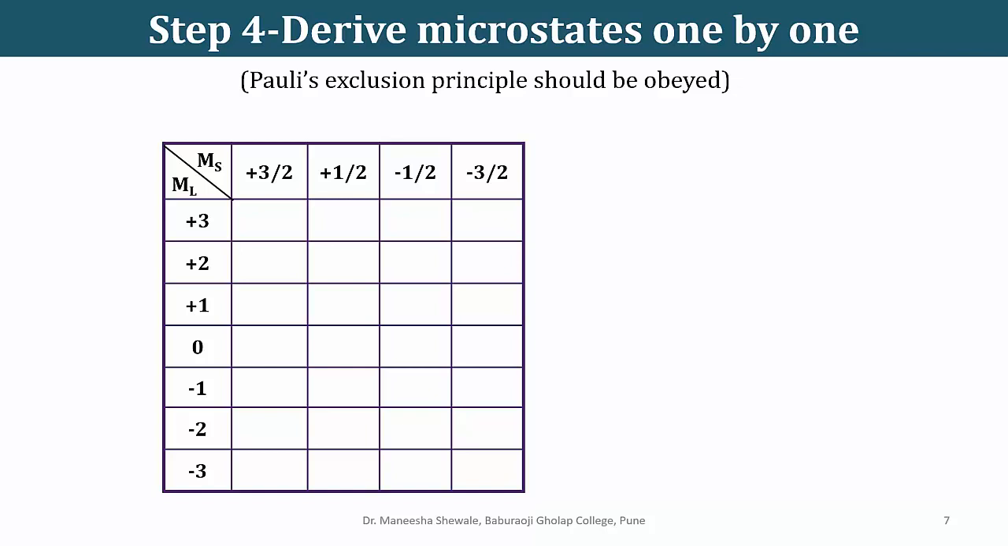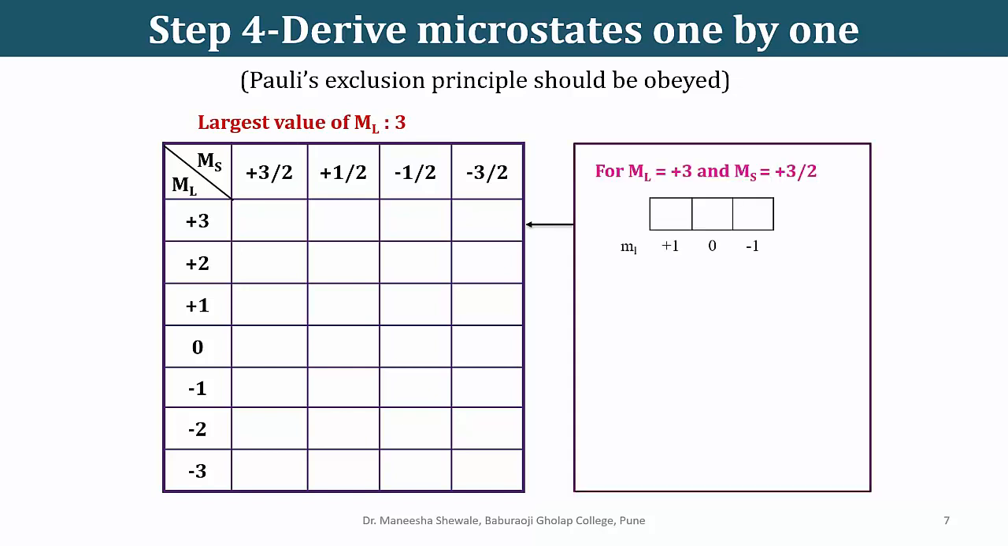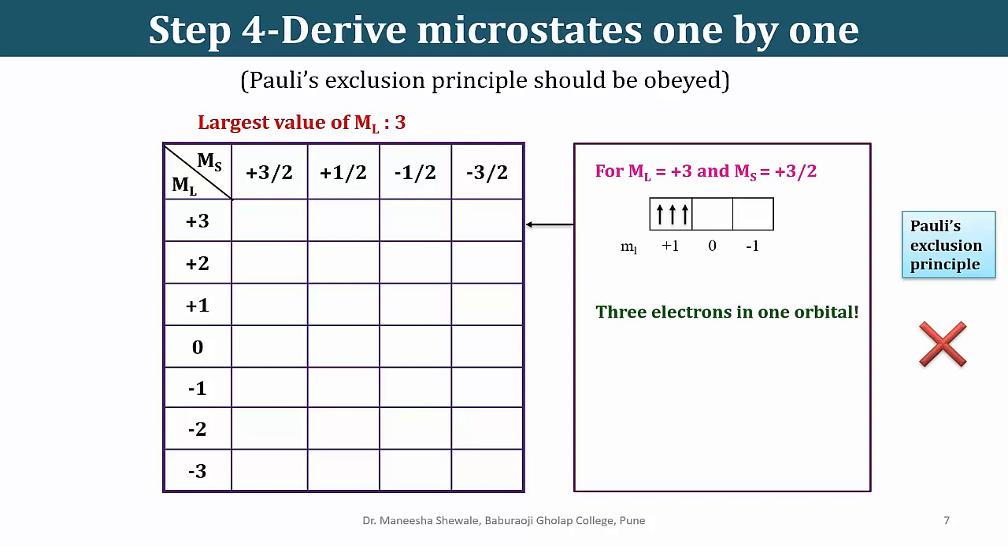Now when the electrons are filled, Pauli's exclusion principle has to be obeyed. That is, in each orbital we can fill a maximum of 2 electrons, and these electrons should have opposite spin. So here we begin with the largest value of ml, which is +3, and ms is +3/2. Now ml will be +3 if all the 3 electrons are in the orbital with ml +1. But 3 electrons in one orbital is not allowed by Pauli's exclusion principle.